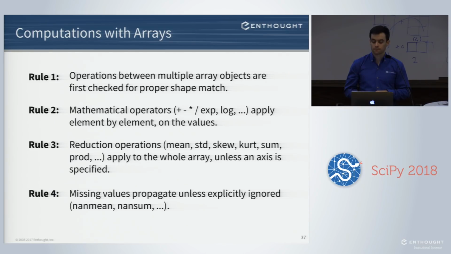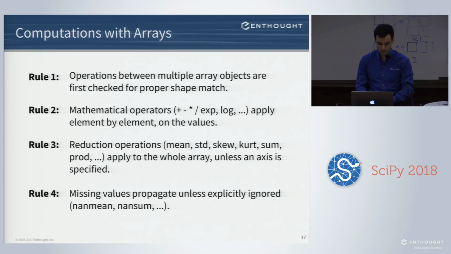Rule number 3, which is going to be the main focus of this section actually, is all the reduction operations, like the mean, the sum, all the statistical moments. They apply to the whole array unless we specify what's called an axis. Why not call it a dimension? I don't know. But unless you specify an axis to operate over, by default it will take the entire array and shrink it into a single value.